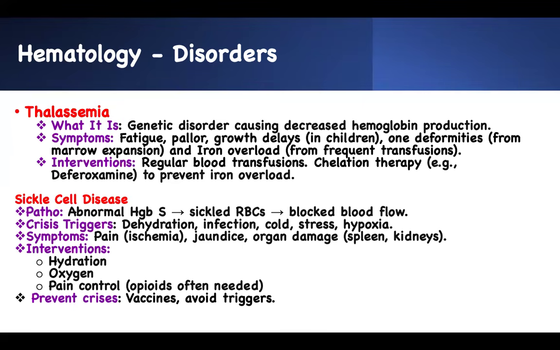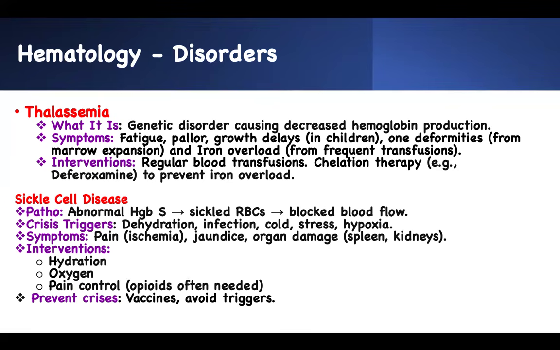So the treatment is what? Regular transfusion, and they may break their red cells, and they may have iron overload. And because of that, these people will need a chelating agent. That means an antidote for excessive iron. That's all. You don't need to memorize it.